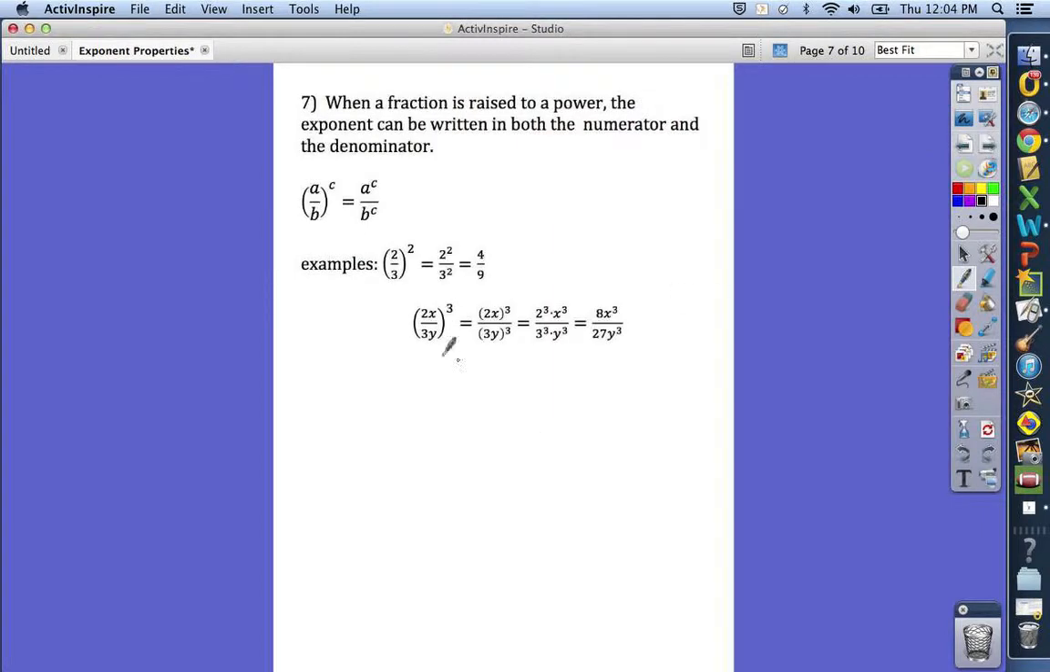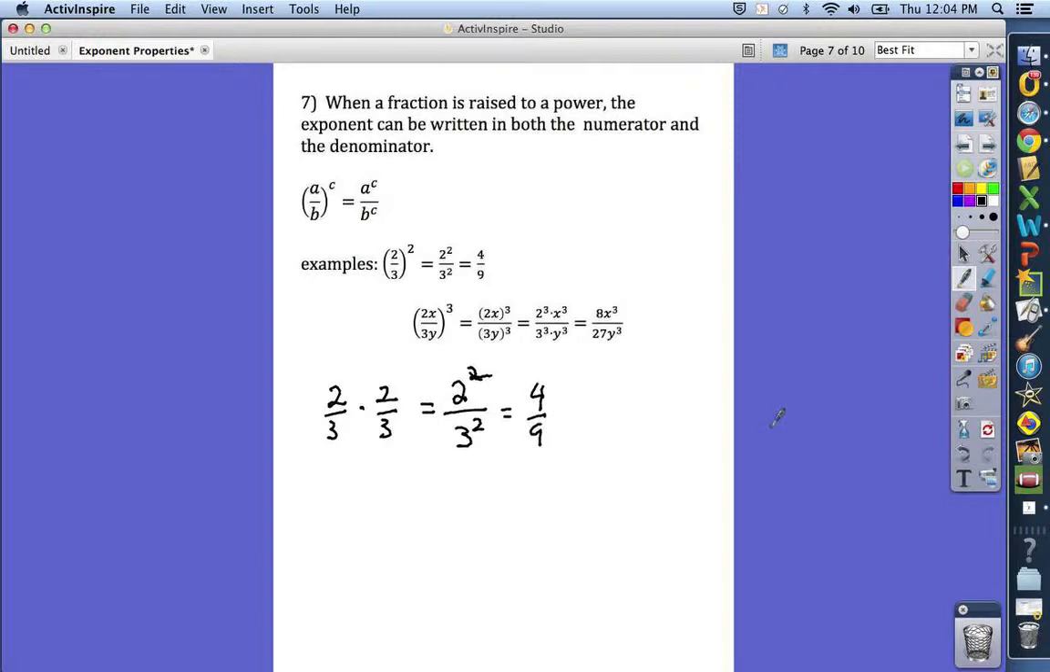Our next property is if we have a fraction, a over b, and we raise that whole fraction to the c power, we can simply put the fraction in the numerator portion to the power and the denominator portion to the power. An example of that would be 2/3 raised to the second power. Well, 2/3 raised to the second power means 2/3 times itself, which is 2/3 times 2/3. In the numerator, 2 times 2 would be 2 squared, and in the denominator, 3 times 3 would be 3 squared, which would give you your final answer of 4/9.